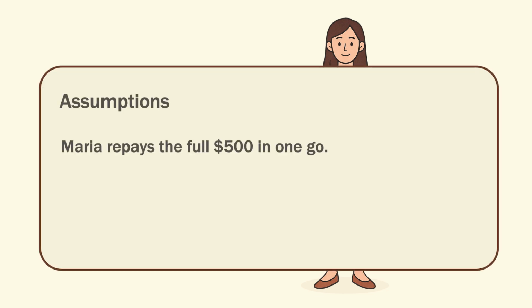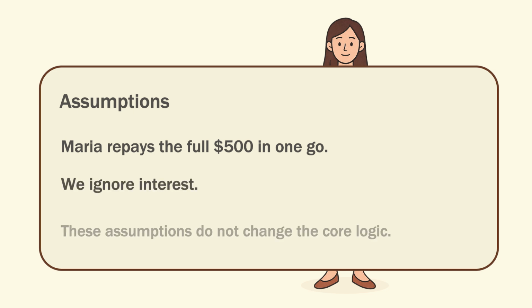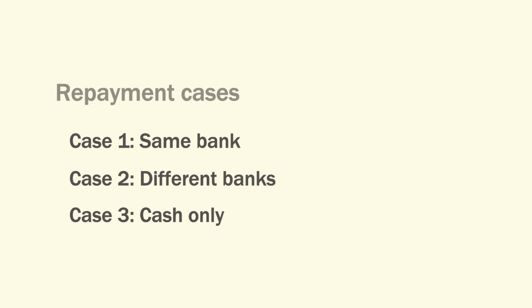To keep it simple, we'll assume she repays the full $500 in one go and will ignore interest. That doesn't change the core logic of how bank-created money appears and then disappears from the system. We'll walk through the same three simple situations as before, this time to see how Maria's repayment works.